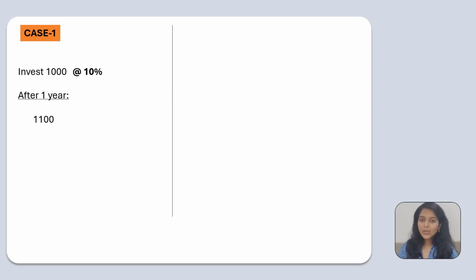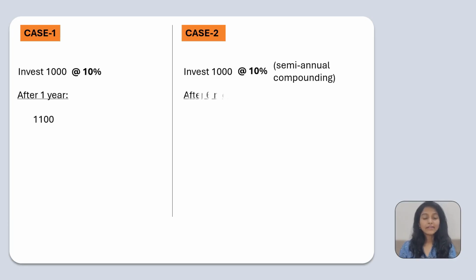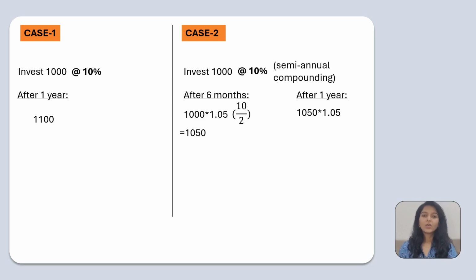If the same investments were to be compounded semi-annually, then there'll be a slight difference in the amount earned. Let's calculate. So the earnings after 6 months is 1000 into 5%. Here we have divided 10 by 2 because we are calculating on a semi-annual basis, which gives us 1050. Multiplying 1050 by 5% again gives us 1102.5 after 1 year.